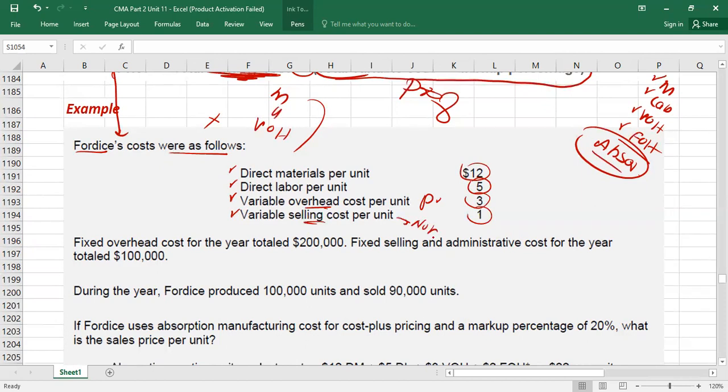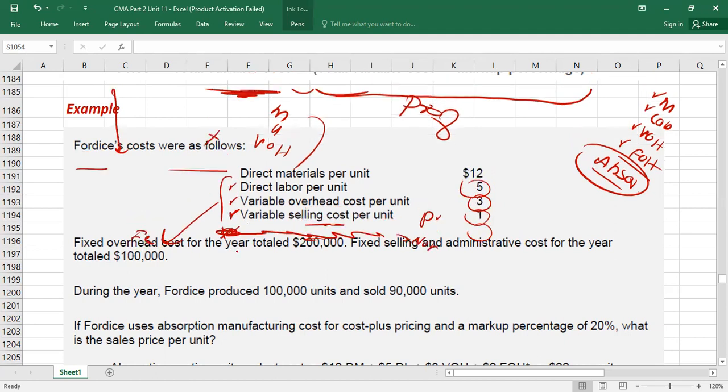Okay, so please remember here, if you're using absorption manufacturing cost, then this is irrelevant. This cost is not relevant because it is selling cost. Then only production cost you have to consider. All variable plus fixed cost you need to consider. So here we will take material cost, labor cost, and variable overhead production cost. And then we need to add fixed cost.